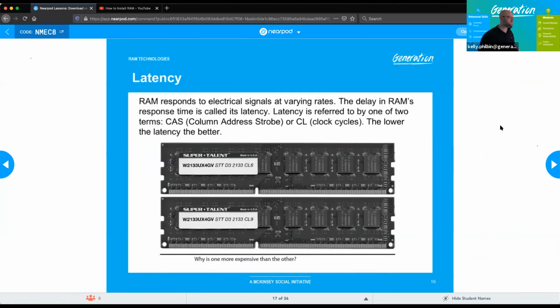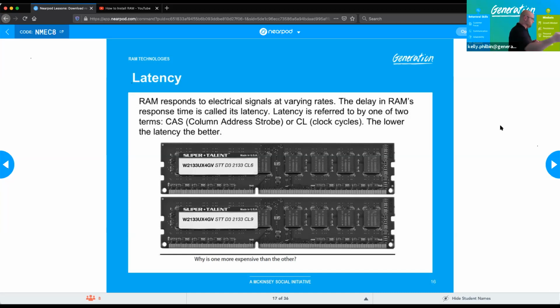There we go. Latency. All right. RAM essentially responds to electrical signals at varying rates, and latency basically just means a response time or a delay. When you're talking about how much memory you have, you want absolutely the biggest number you can get. So the more memory, the better. And usually it becomes a cost factor, like how much is this RAM going to cost me versus how much I actually need.